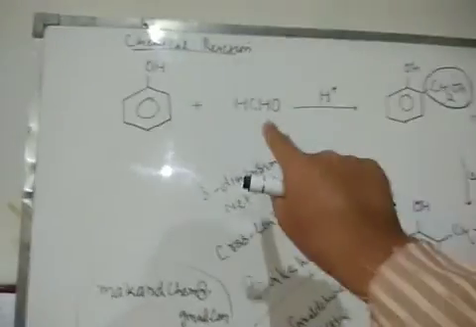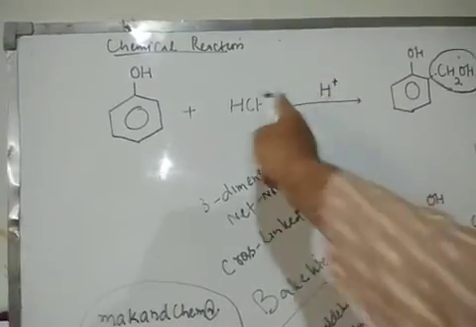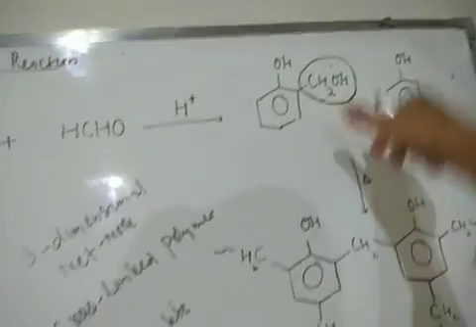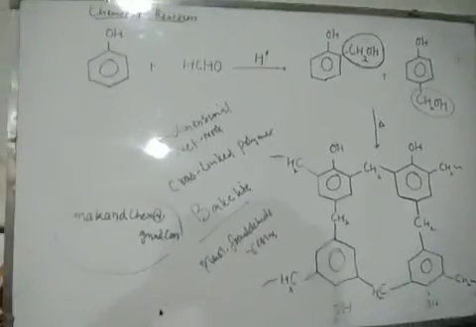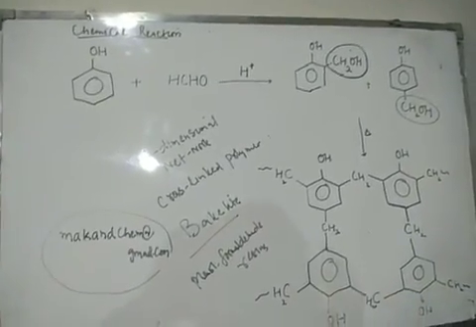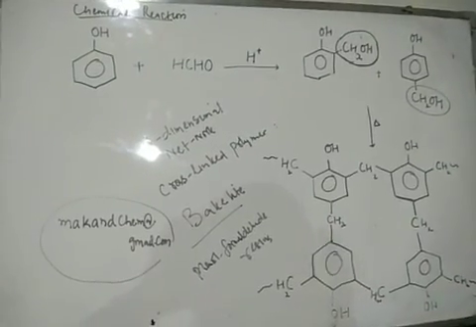So this is an electrophilic substitution reaction. The electrophile is generated from formaldehyde plus H, and then that gets substituted here. You have ortho and para products formed, which on further heating in the presence of acid form this cross-linked polymer. This is your Bakelite. These are the basic steps, the number of steps involved, and the basic chemical reaction involved. This is all for the day.